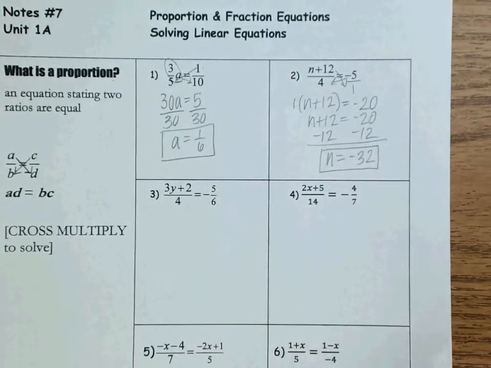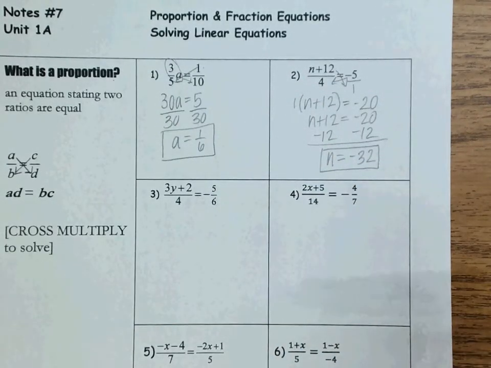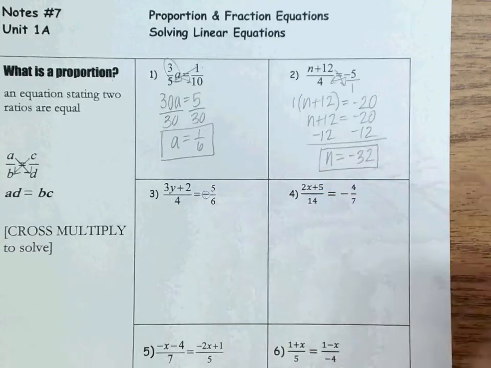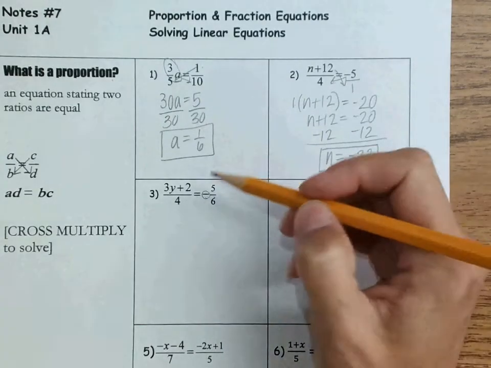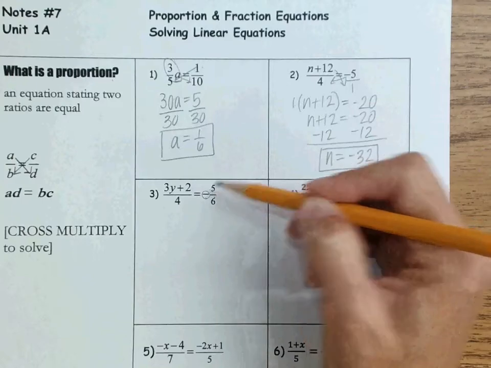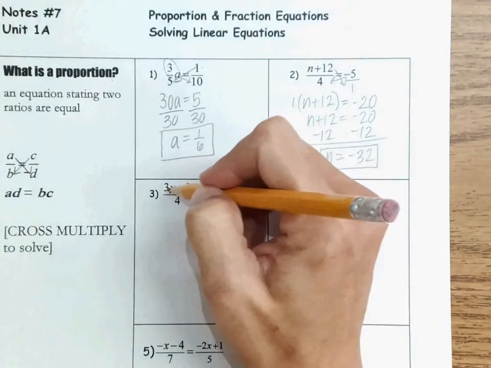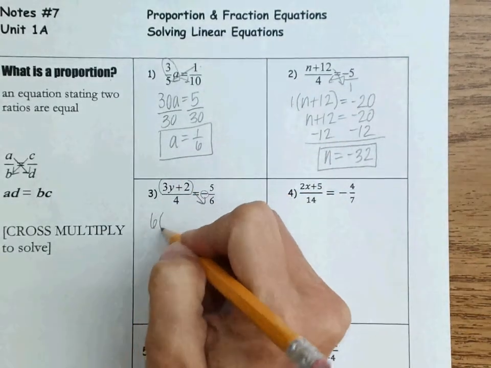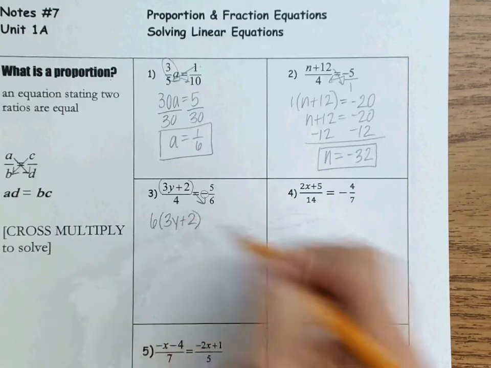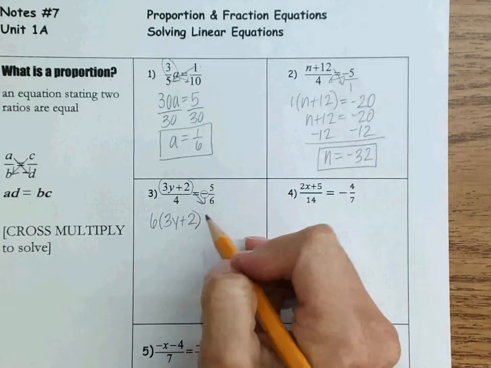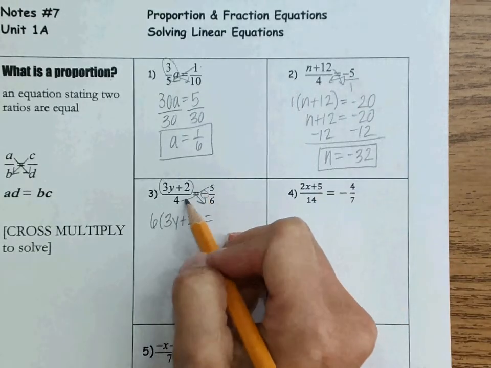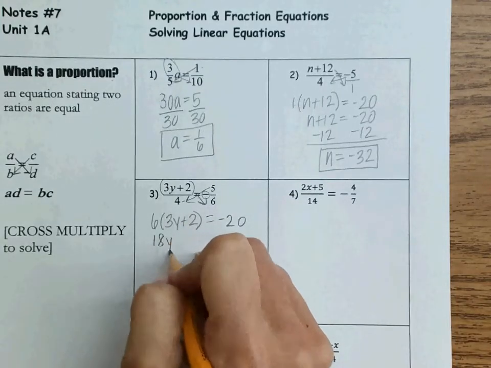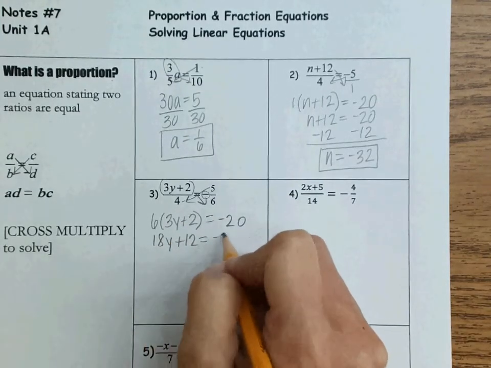Now for problem number 3, same thing, we're going to do our cross multiplication. Again, we have a negative right here in the middle. When you have a negative, you can assign it to either the numerator or the denominator. Typically, I assign it to the numerator. So we're going to start with 3y plus 2 times 6. So this is what it looks like, 3y plus 2. We have that expression in parentheses, and it ends up being distributed. And then -5 times 4 is -20. We distribute to solve. So 18y plus 12 is equal to -20.